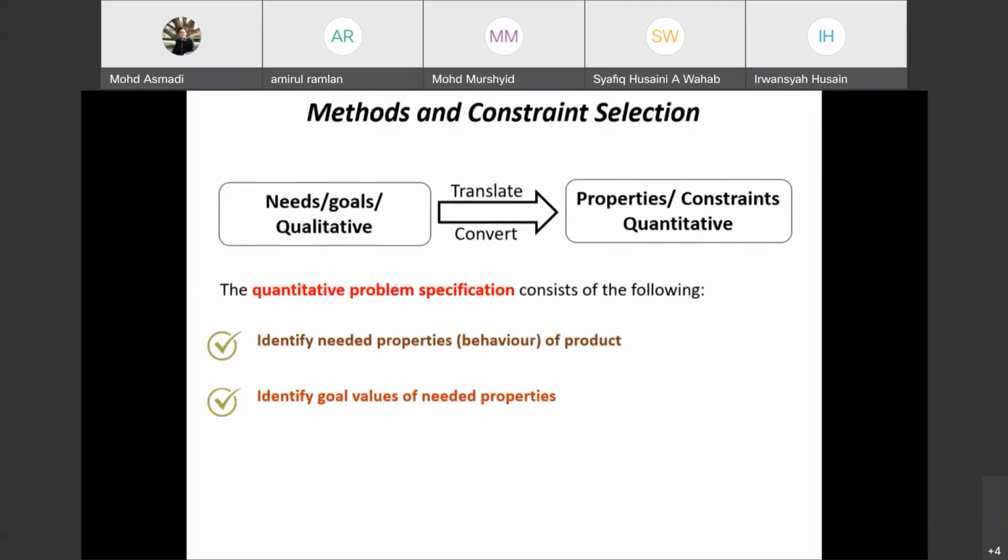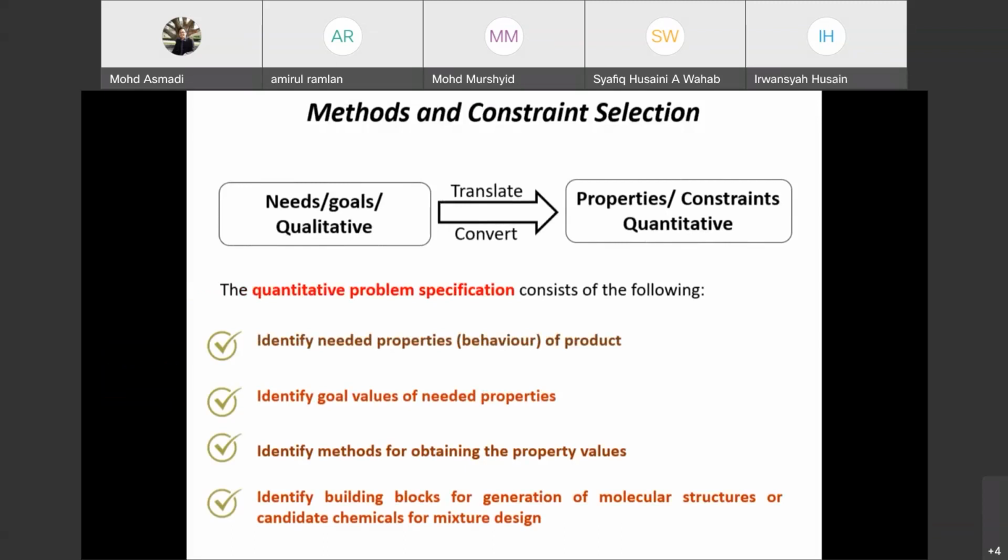Okay. So yang saya kata ni goal adalah qualitative. Okay. And then you kena translate kepada ataupun convert kepada properties and constraints lah. This is from the qualitative to the quantitative lah. Okay. So sebenarnya step ni adalah kita nak transform qualitative problem kepada yang quantitative form lah.